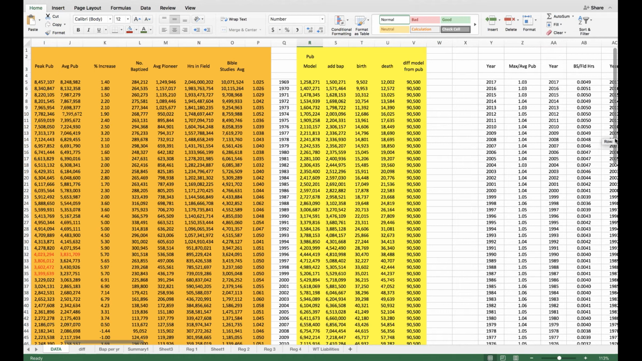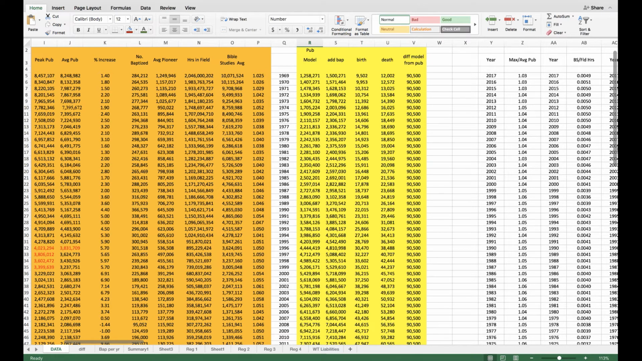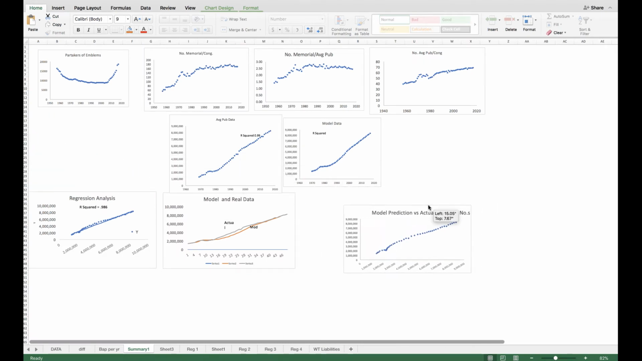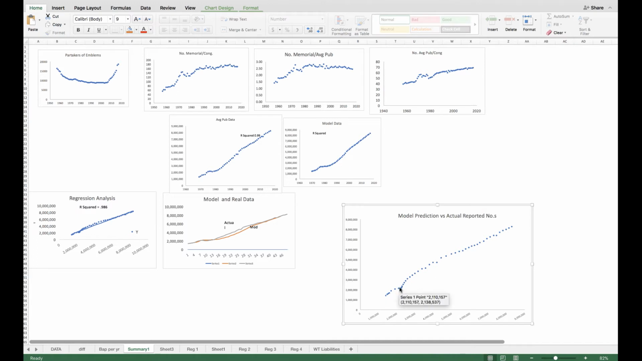I mean, my goodness, the level of agreement, 8,294 versus 8,248 is remarkable. And so I plotted the model prediction versus the reported number of publishers by Watchtower, and that's what this graph is. And you can see that it's almost a perfect line. The little glitch down here is the 1975 debacle.